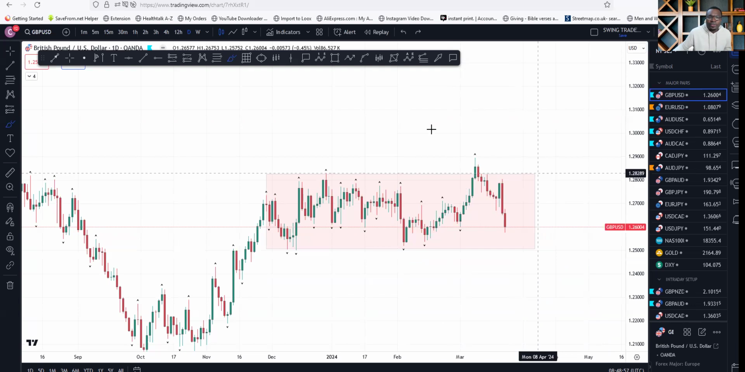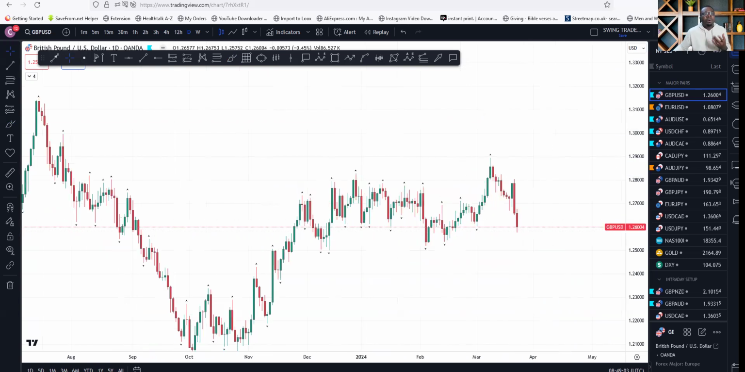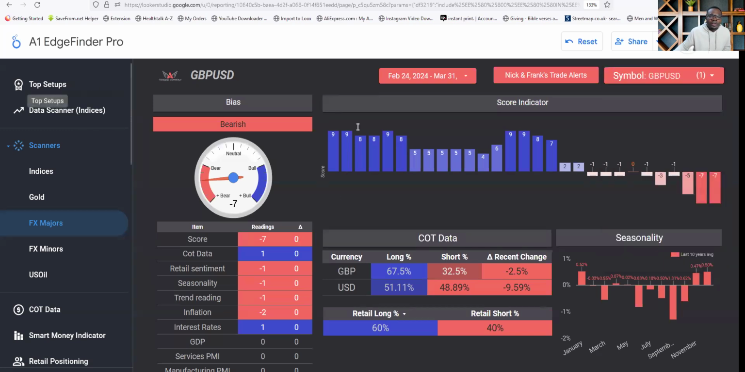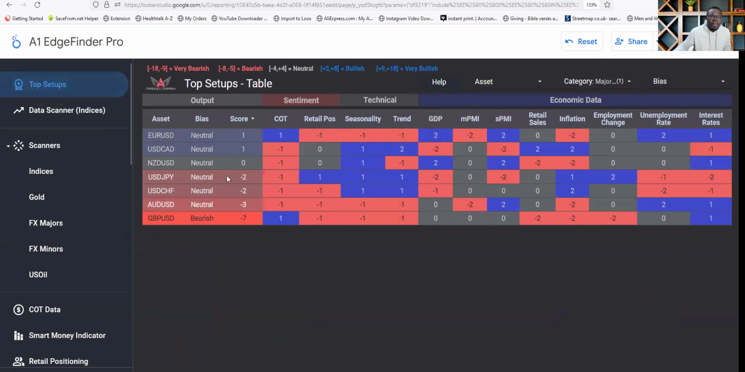So let's conclude this analysis first by looking at the fundamentals. The first thing is, I want to show you something here. First of all, we have the top setup using this system here. And I just quickly want to show you. Now, these are the major pairs that I look at.